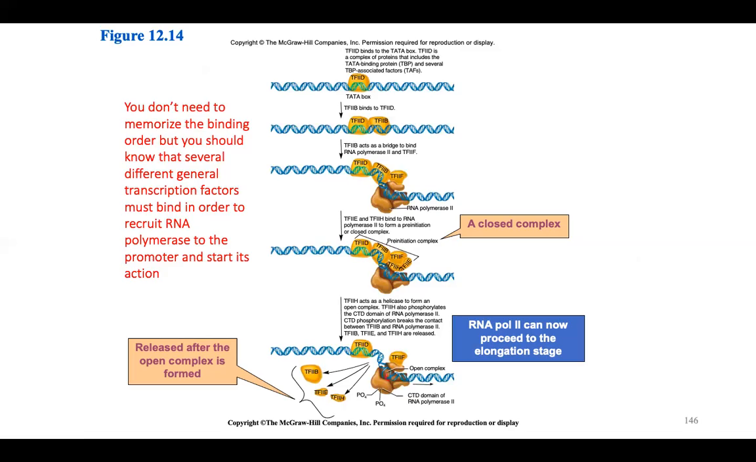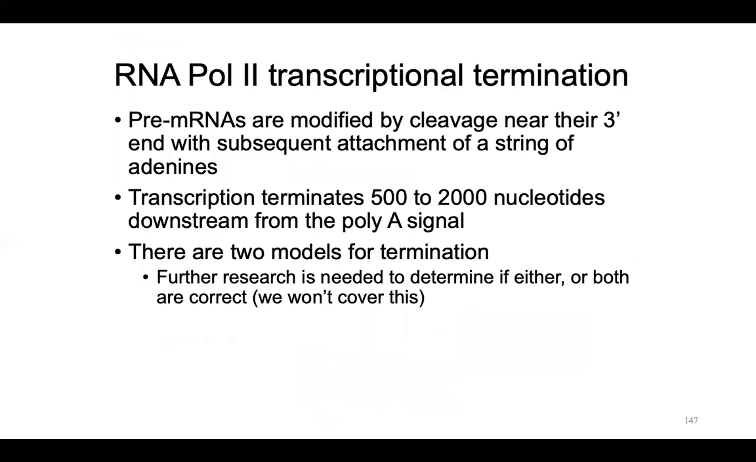So how does termination by RNA polymerases in eukaryotes happen? The pre-mRNAs are modified by cleavage near the 3' end with subsequent attachment of a string of adenines. And transcription terminates 500 to 2000 nucleotides downstream from the poly A signal. There are two models for termination, but we won't be covering this much because it's a complicated one.